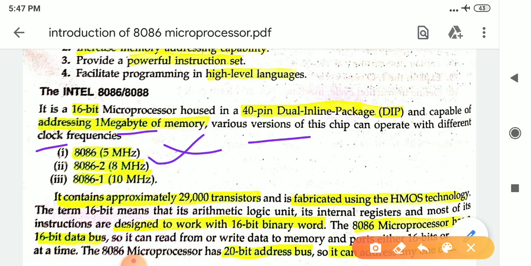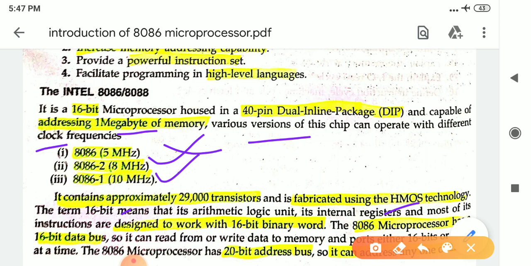The 8086 is operated at 5 megahertz, the 8086-2 at 8 megahertz, and the 8086-1 at 10 megahertz frequency. It contains approximately 29,000 transistors. The 8086 microprocessor consists of 29,000 transistors and is fabricated using HMOS technology.